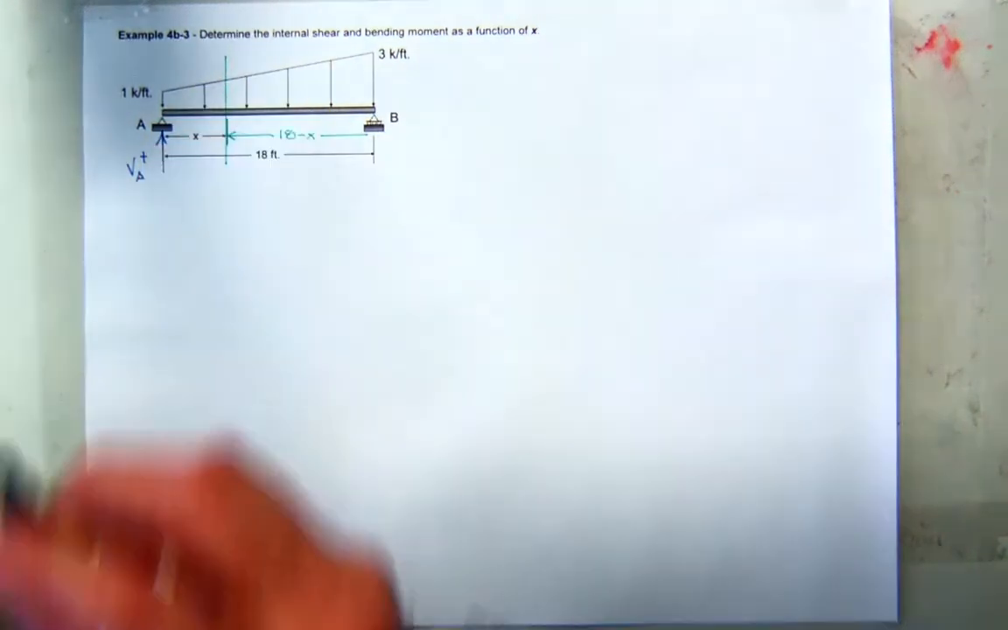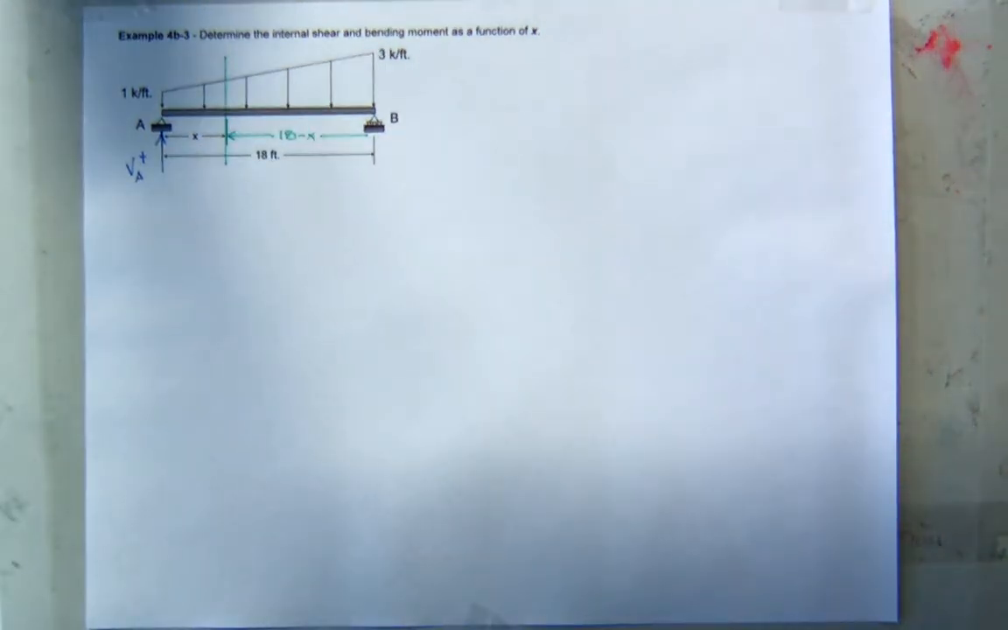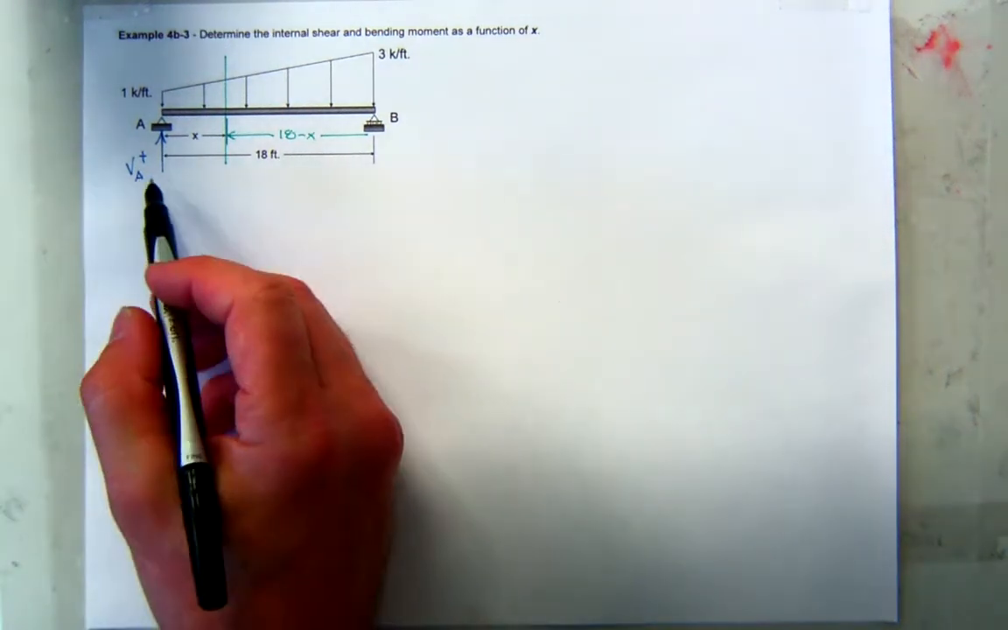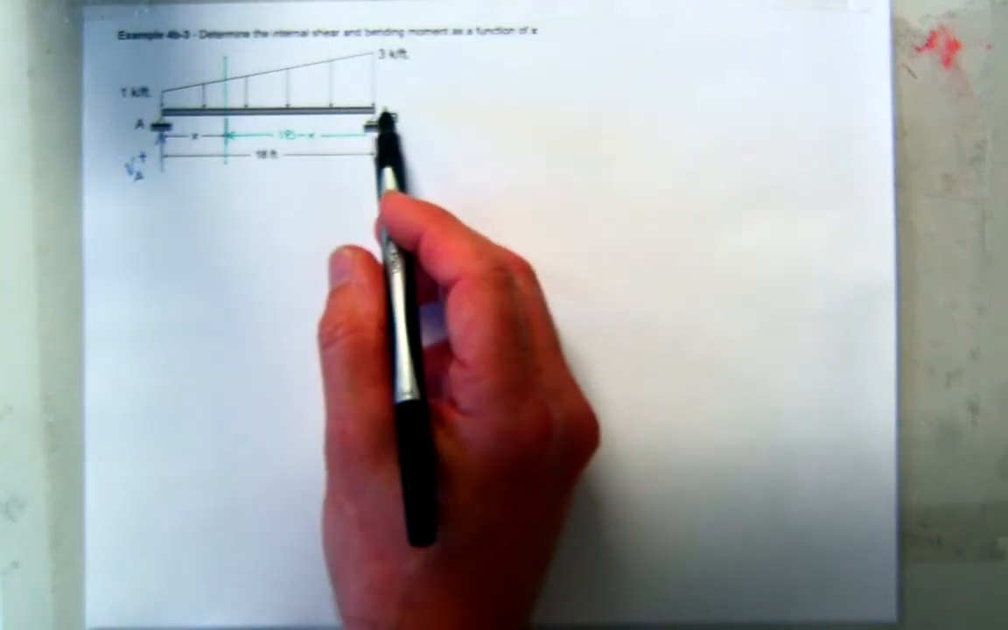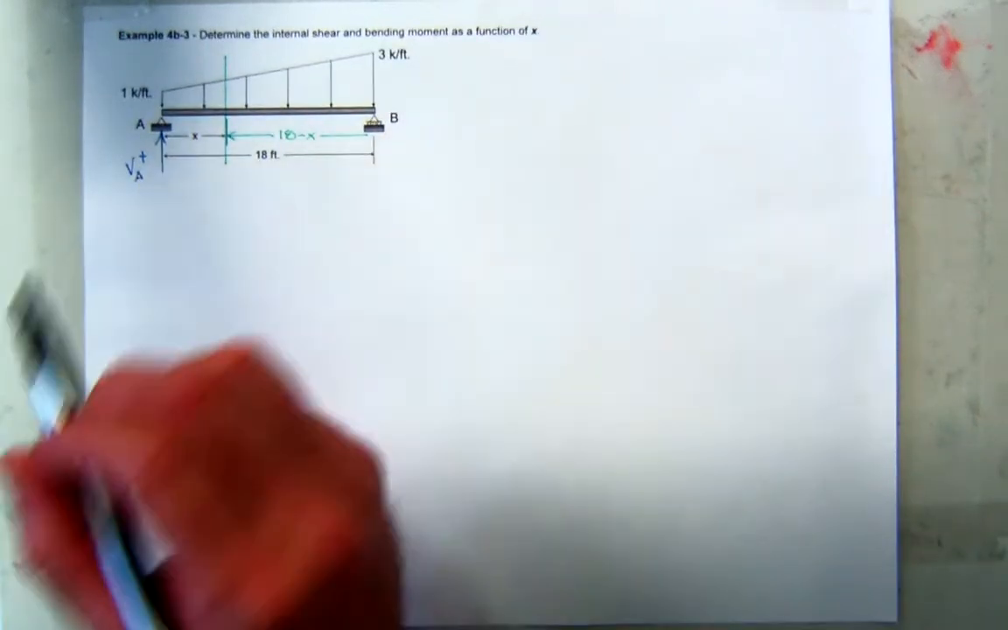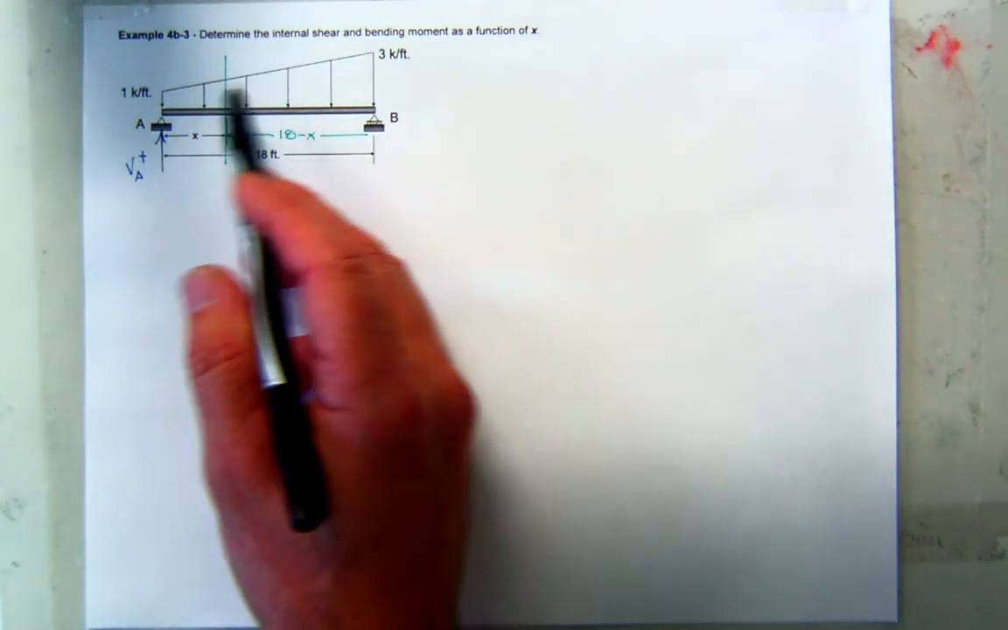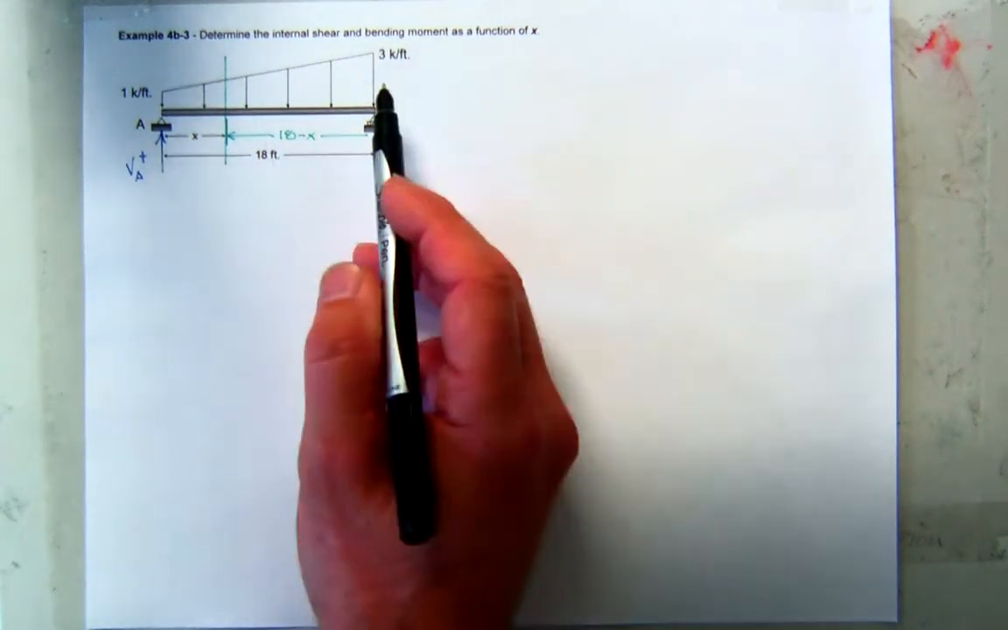What's the moment at A? What's the bending moment at A? 0. So I want to find the A reaction. So I'll probably sum moments at B and find the reaction at A. So now looking at this diagram, how am I going to get this? How am I going to break this up into something I can use?